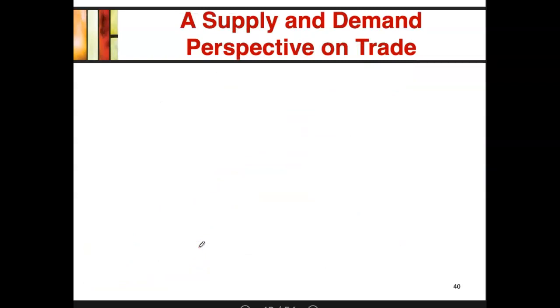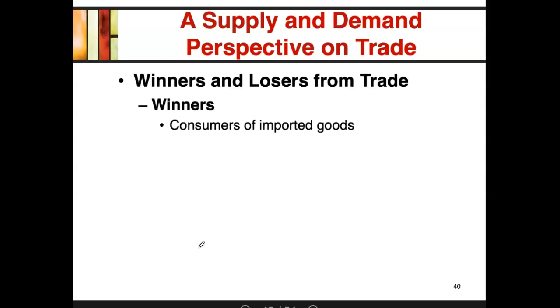So from this simple analysis using supply and demand, we can find winners and losers from trade. The winners from trade, using just our supply and demand perspective, are consumers of imported goods. Why do consumers of imported goods benefit? Because they take advantage of low prices. Remember, imports happen because the world price is lower than the closed economy price. So consumers benefit from lower prices. Things are relatively cheaper to the consumer, just like us.